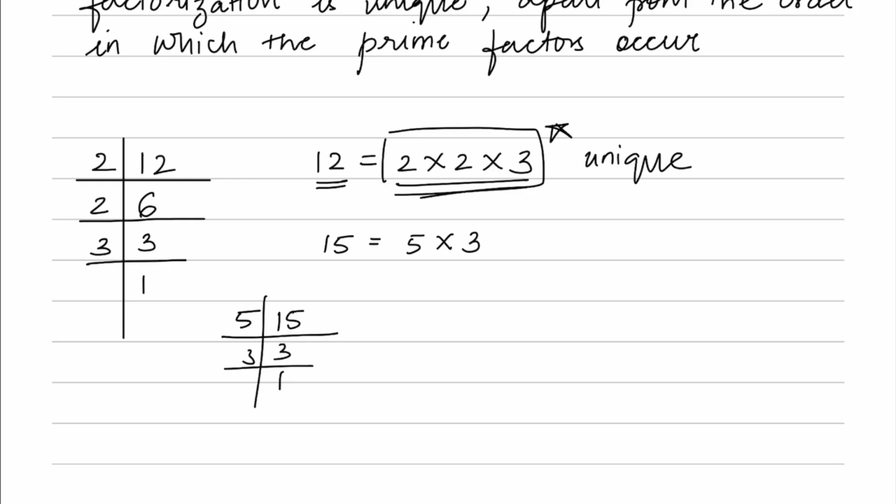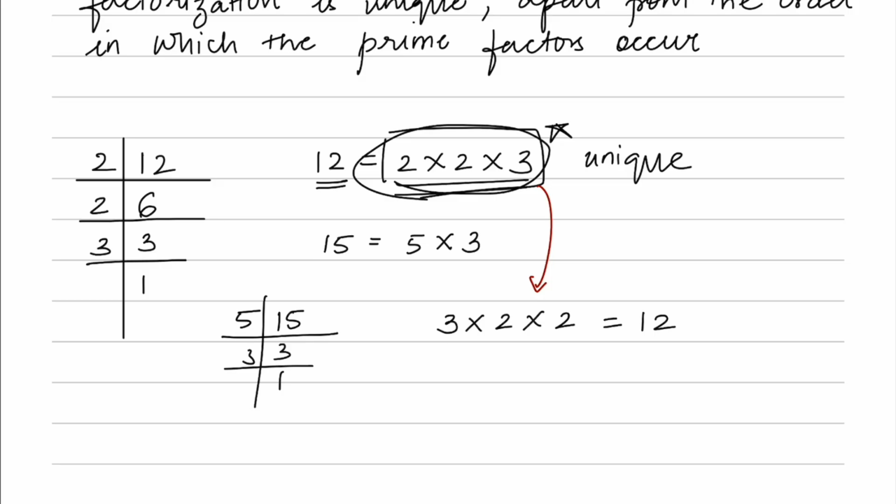Now, what can be different is you can change the order. For example, instead of 2 into 2 into 3, you can also write 3 into 2 into 2. So I've simply changed the order in which the prime numbers occur. But even if you change the order, you'll still get 12. So we'll just ignore the order for now, and what is important is how many 2s we have and how many 3s we have.